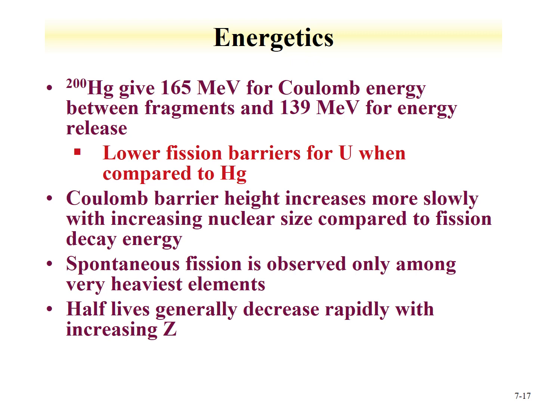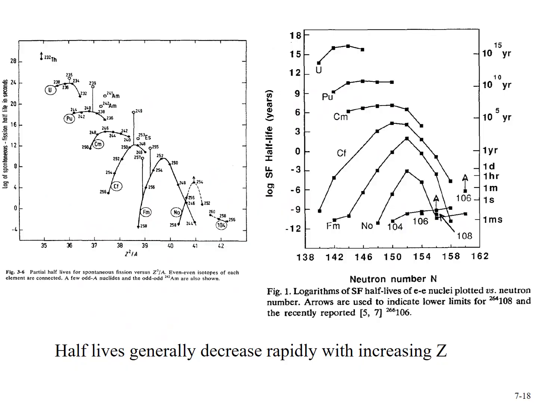The Coulomb barrier height increases as we go from something like mercury to uranium, but it increases more slowly than the increasing energy of the fission. For this reason, spontaneous fission is only observed among the heaviest elements, because the barrier for spontaneous fission is lower. Generally, half-lives for spontaneous fission decrease rapidly with increasing Z. And here we see two figures that demonstrate the half-life generally decreases with increasing Z.